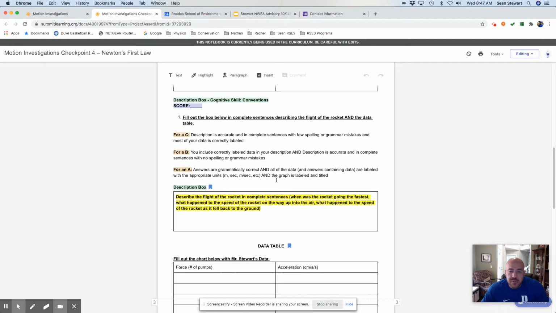Did the speed go faster as it went higher, slower, or stay the same? And when the rocket fell back to the ground, did it go faster as it fell, or did it stay the same, or did it slow down as it fell towards the ground?